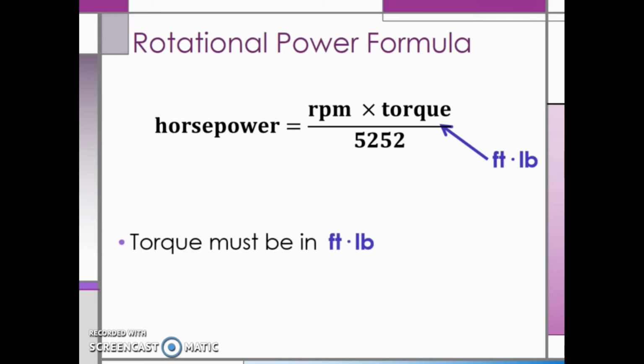We will only be looking at rotational power in the English system, which is why our equation says horsepower. 5,252 is a constant that we have to divide by in order for our units to work out.